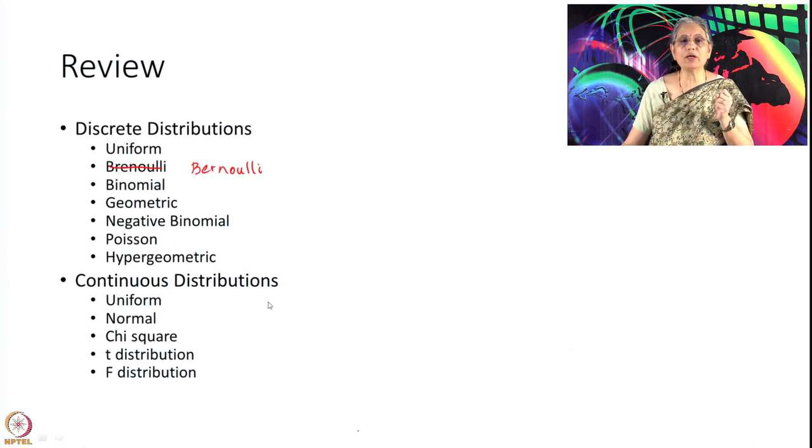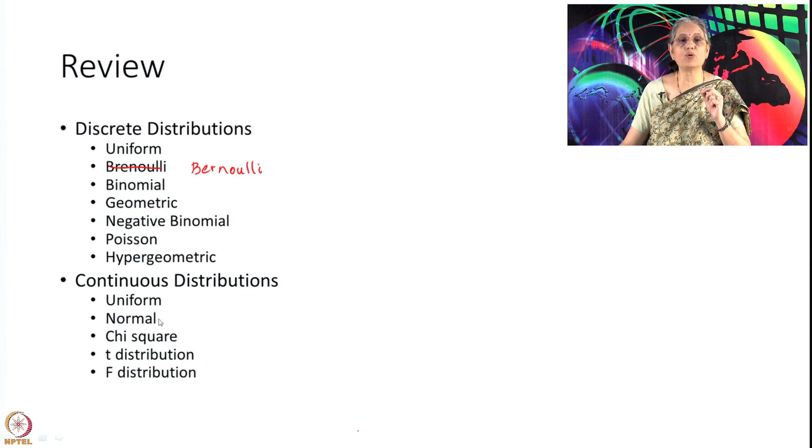Then we moved on to continuous distribution and we introduced first the continuous uniform distribution. And we mentioned that it has a very special importance when it comes to generating random numbers from different distributions using a pseudo random number generator. And a pseudo random number generator actually tries to generate the variates of uniform distribution.